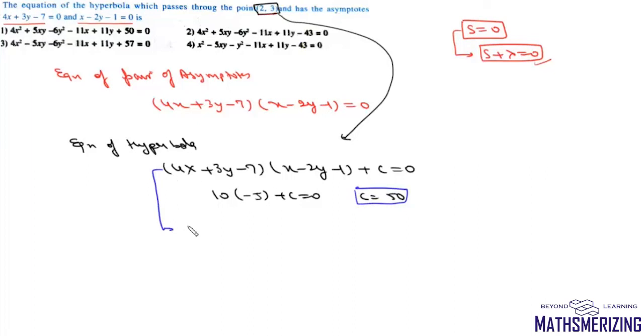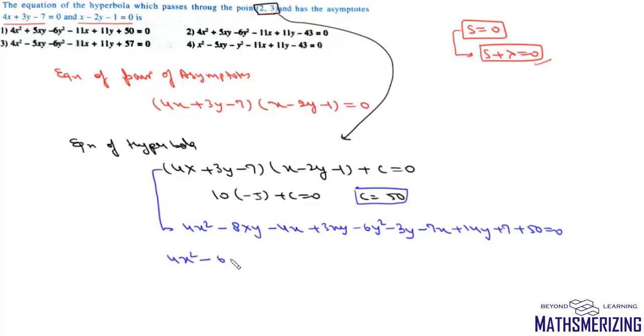So the equation of this hyperbola will be 4x square minus 8xy minus 4x plus 3xy minus 6y square minus 3y minus 7x plus 14y plus 7 and then plus 50 equals 0. So we can write this equation as 4x square minus 6y square minus 5xy, and then we have minus 11x plus 11y plus 57 equals 0. So which is 4x square minus 5xy plus 6y square minus 11x plus 11y plus 57 equals 0, and that is your option number 3.